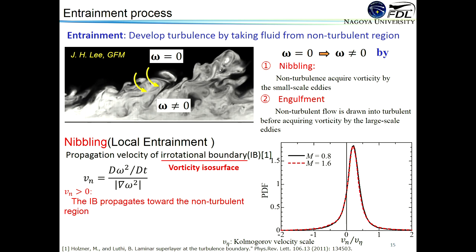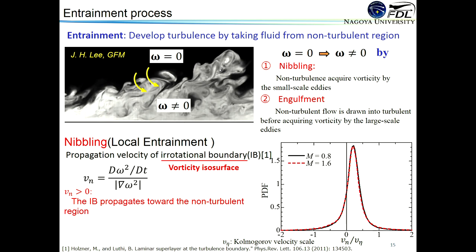For the entrainment, normally there are two ways to take the fluid from the low turbulent region to the turbulent region. The first one is called nibbling, in which the low turbulent fluid is acquired by the small scales near the turbulent low turbulent interface. Another one is the engulfment. In the engulfment, the low turbulent flow is directly drawn into the turbulent region before acquiring the vorticity, which is done by the large scale eddies. And we will talk about the nibbling here, which is also called local entrainment.